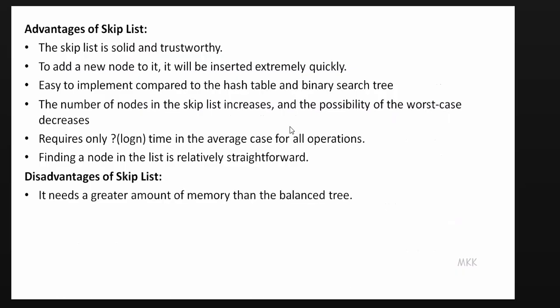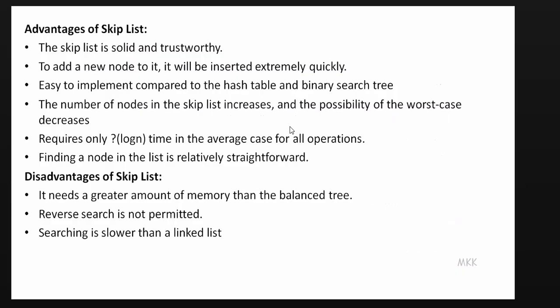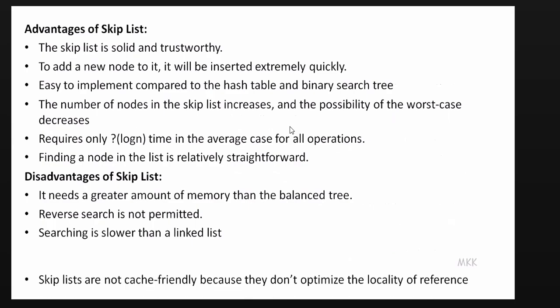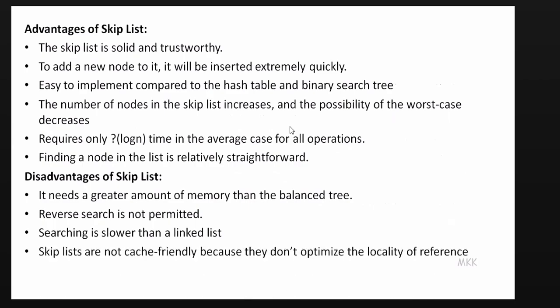Why? Because it needs a greater amount of memory than a balanced tree. Reverse search is not permitted. Why? Because we are skipping the list, so we don't know the root node or parent node for each leaf. That's why reverse search is not permitted. Means undo can be done, but redo cannot be done. Searching is slower than a linked list. Skip lists are not cache friendly because they don't optimize the locality of reference.